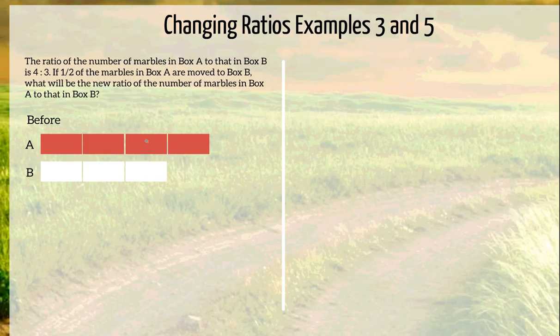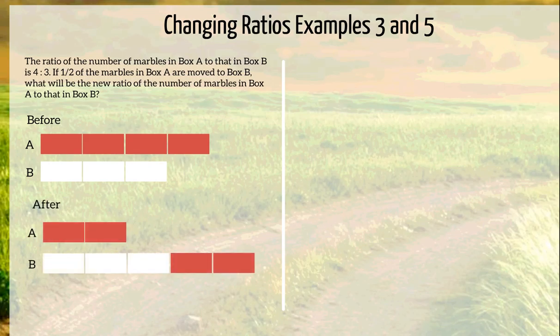Then we know that half the marbles in A were moved to B. So we know that these 2 blocks will be moved to B. And this will be the new diagram with A moving half the marbles to B. So now my A has 2 units and my B has 5 units. So the new ratio is 2:5.